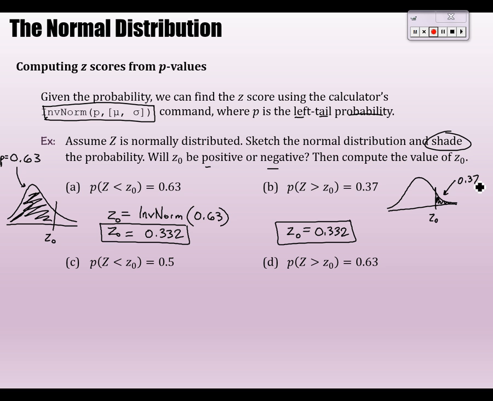Good. What about this one? What's the answer? 0. Oh, okay. 0. I didn't have to use my calculator for that one either? Okay. How about this last one?